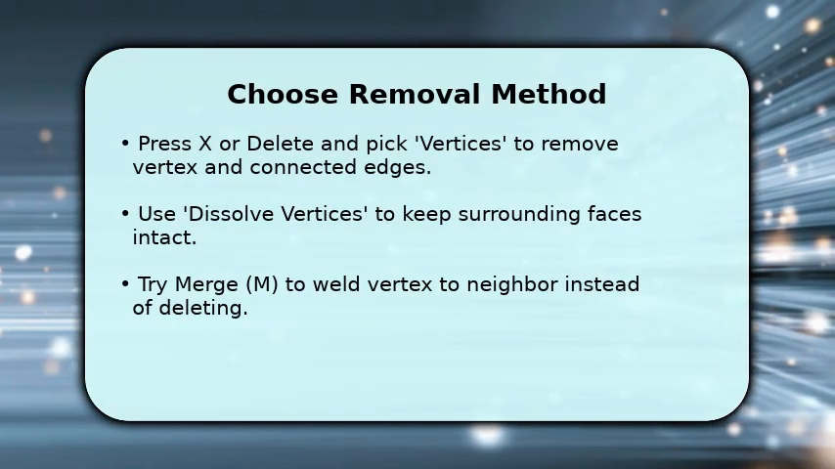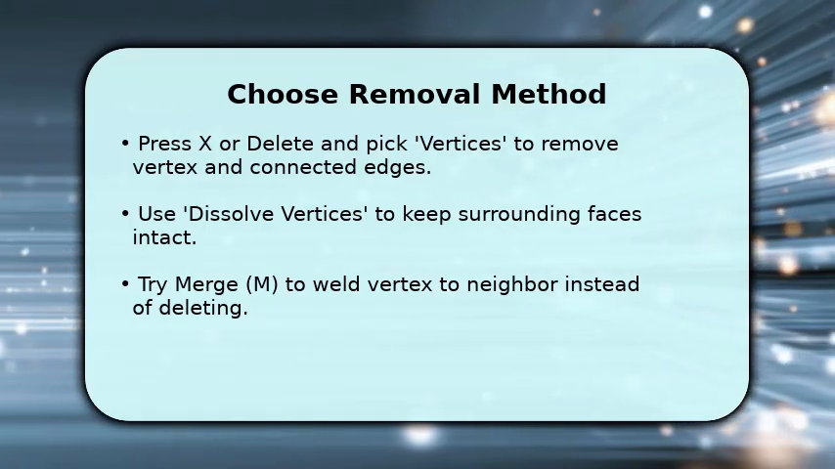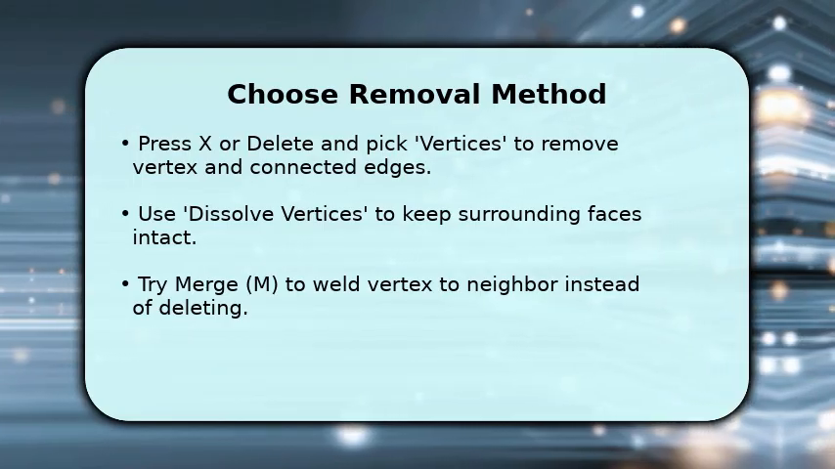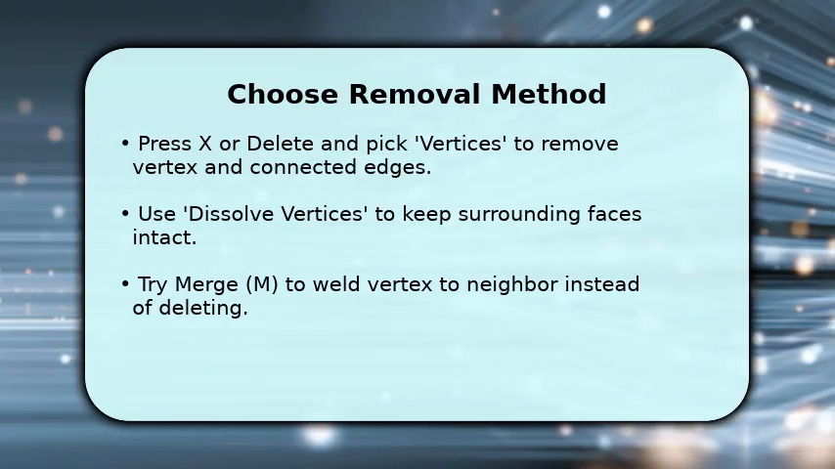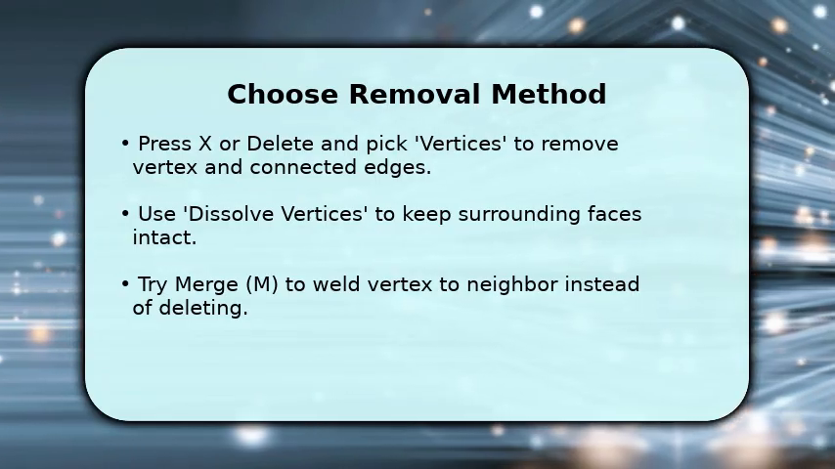Decide how you want the mesh to behave. Press X or Delete and choose Vertices to remove it and any connected edges, which is fast for cleanup. However, if you want to maintain surrounding faces, use Mesh, Delete, Dissolve Vertices. This removes the vertex but preserves the face loops.